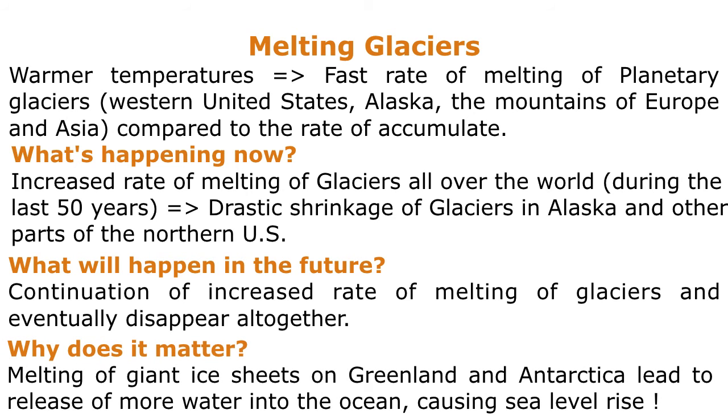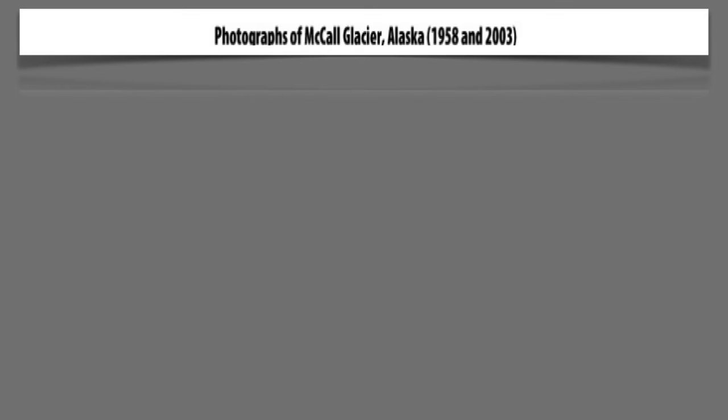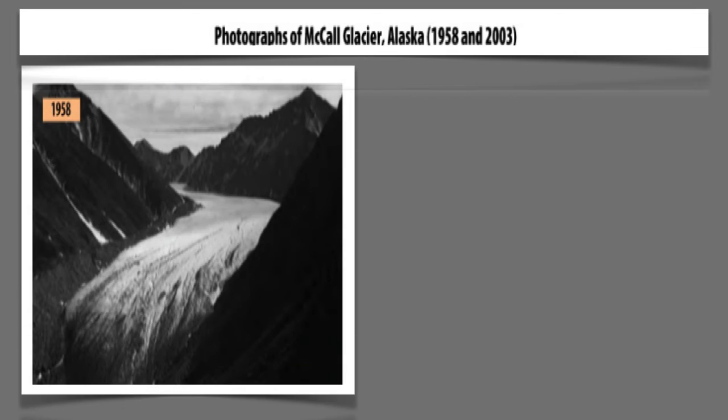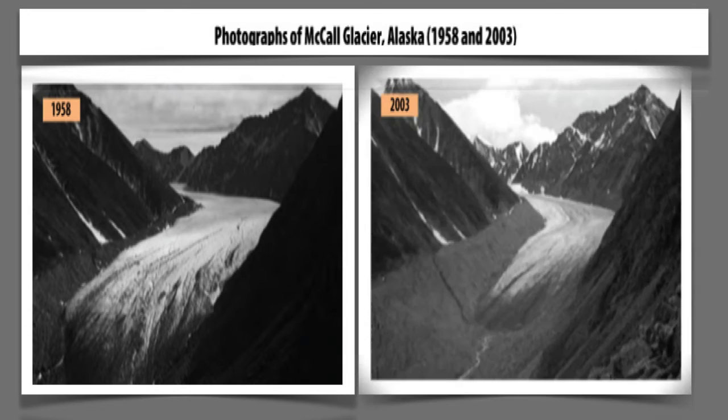Why does it matter? As glaciers and giant ice sheets in Greenland and Antarctica melt, they add more water to the ocean, which causes sea level to rise. So these are photographs in Alaska. This is a glacier in 1958, and here is the glacier in 2003. You can see so much of it is completely gone. Easily permanent ice sheets, but it has reduced so much.